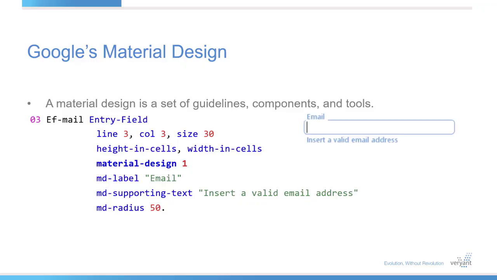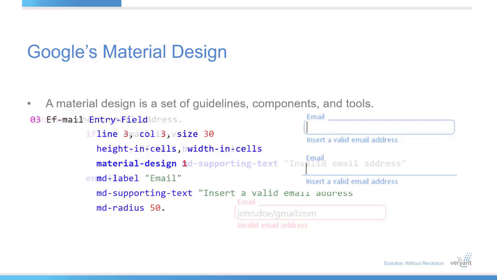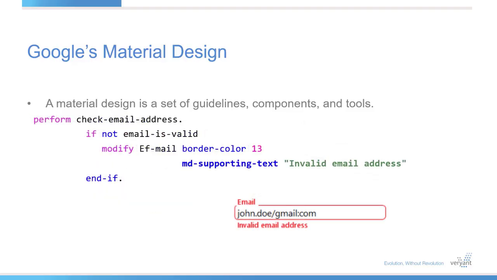This is what setting the material design property to 1 looks like. And this underline is what setting it to 2 looks like. Now, along with this property, we've included MD supporting text. This will customize the message returned when an error occurs, like this invalid email address.